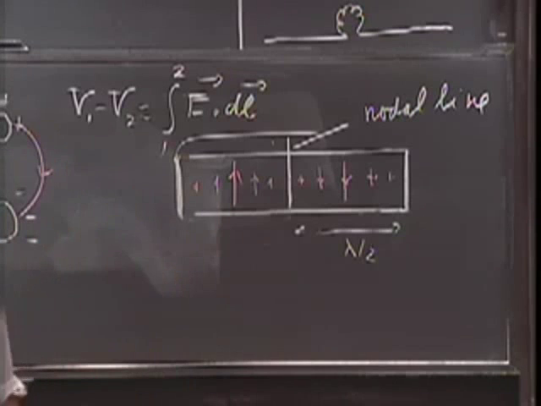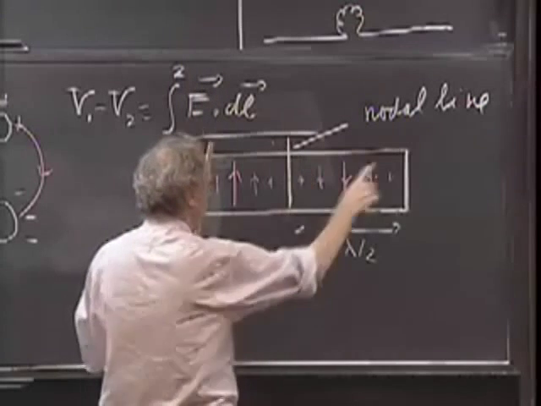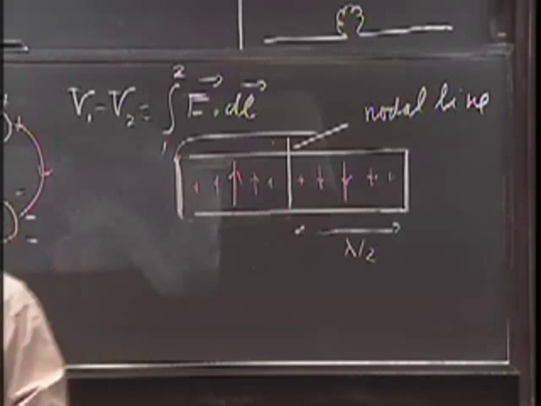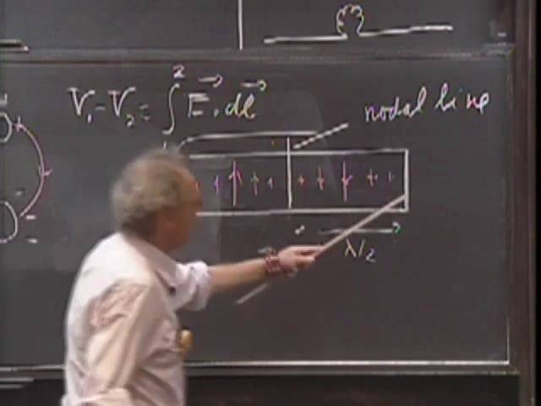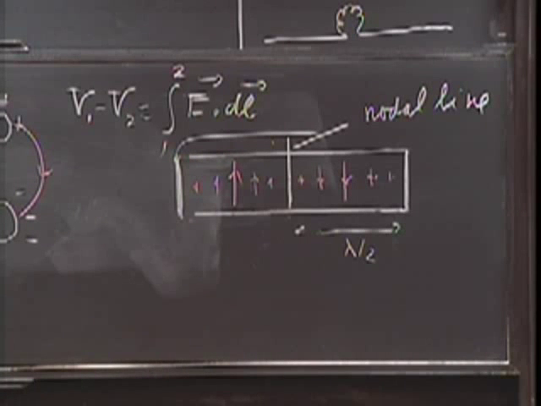And that whole pattern then is a standing wave. And so this is down and this is up and then it oscillates like that. But these are always nodal lines. Imagine now that this end is open. So I just remove the short circuit and I leave it open.